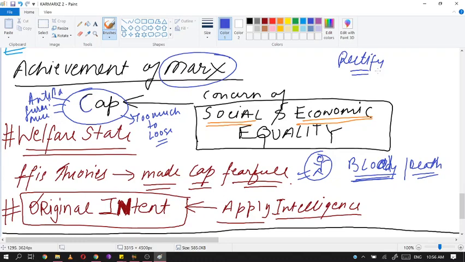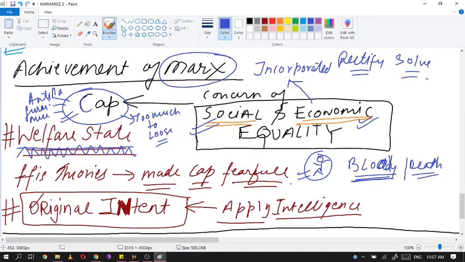By making social and economic concerns of equality incorporated in the current capitalist regime, which becomes your welfare state. Welfare state. Obamacare, health, education, etc. The state will provide.